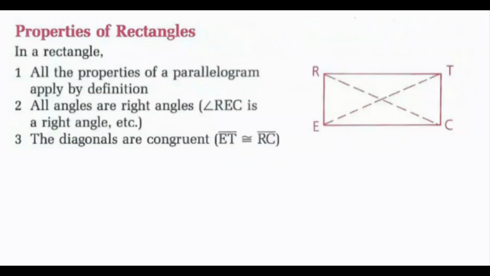Next, we'll look at properties of rectangles. So in a rectangle, all the properties of a parallelogram apply by definition. So the opposite sides are parallel, opposite sides are congruent, opposite angles are congruent, the diagonals bisect each other, and then any pair of consecutive angles are supplementary, as well as all angles are right angles. So this angle would be a right angle, this angle would be a right angle, this angle would be a right angle, and this angle would be a right angle. And then my diagonals are congruent. So diagonal ET is congruent to diagonal RC.